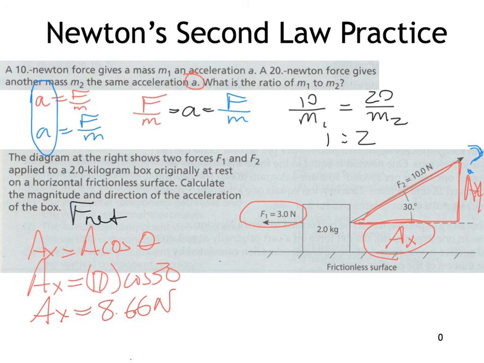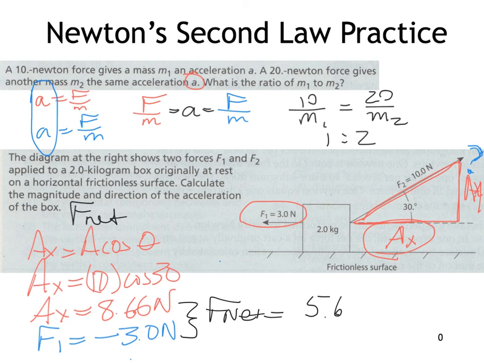But keep in mind there is another force, and I'll do that one in blue, of F1, which is negative 3.0 newtons. I am using negative, by the way, because it's to the left, whereas this force is to the right. So one's to the right, one's to the left. I just have to make one of them negative. When I combine these two forces together, it's going to give me an F net. And the F net is going to be 8.66 minus 3. So I'm going to get 5.66 newtons. The direction on that is going to be the same direction as whichever one was larger.